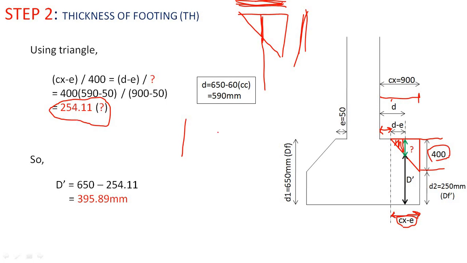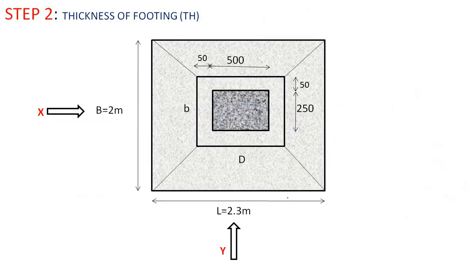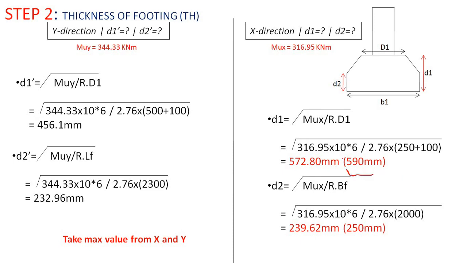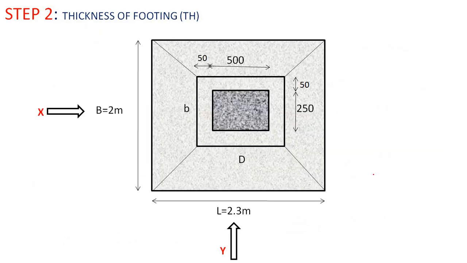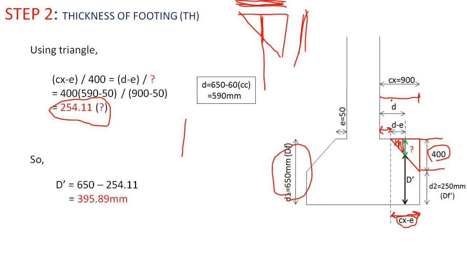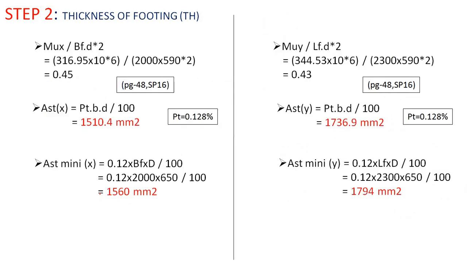Now from this overall depth, which is 650 mm, which came from 590 plus the cover of 60 mm, we have added the cover and we have the overall depth as 650 mm. So for finding the d dash, we will do overall depth minus this height, which we have calculated as the question mark. So we will have the value of d dash as 395.89 mm.